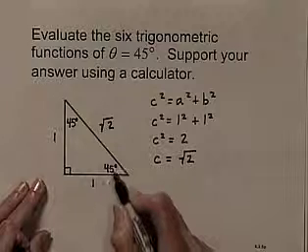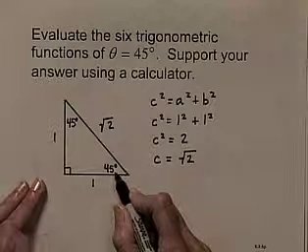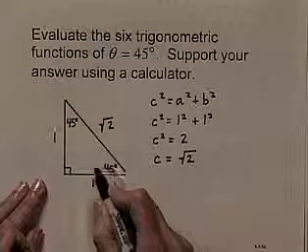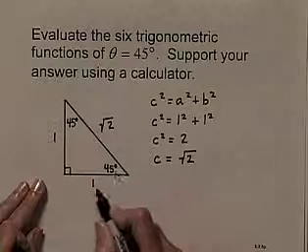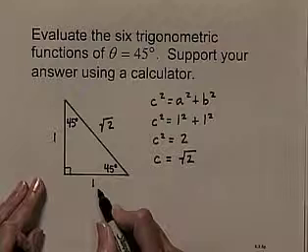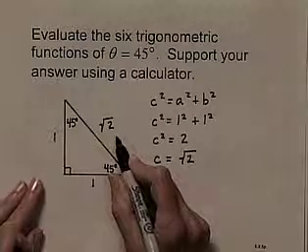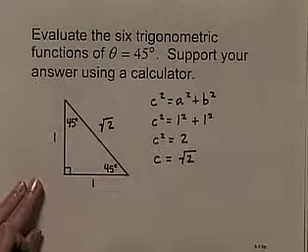So notice that in relation to the 45-degree angle, the side opposite the 45-degree angle has a length of 1. The side adjacent to the 45-degree angle has a length of 1. And the hypotenuse has a length of the square root of 2. Now let's use these lengths in order to find the 6 trigonometric functions.